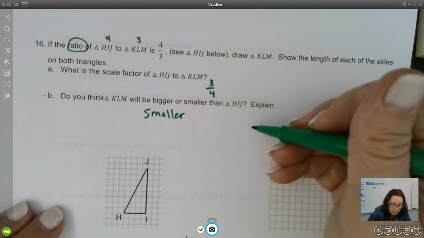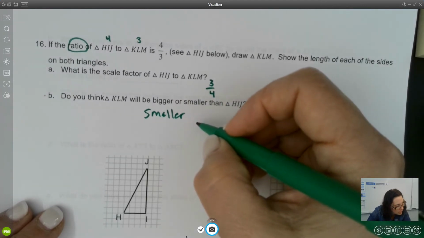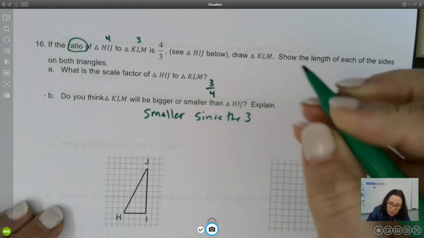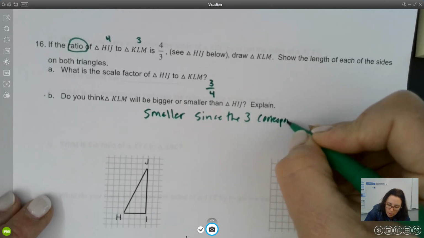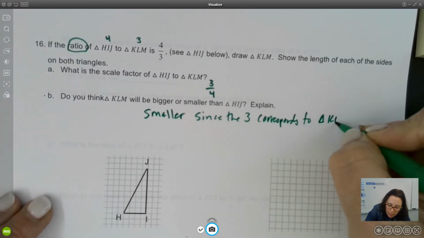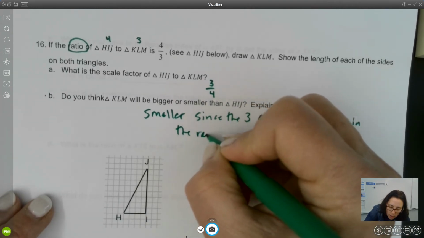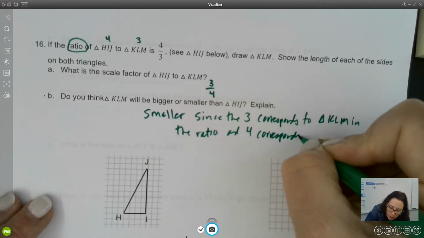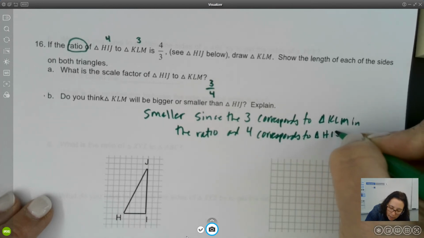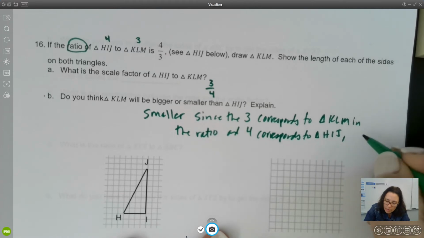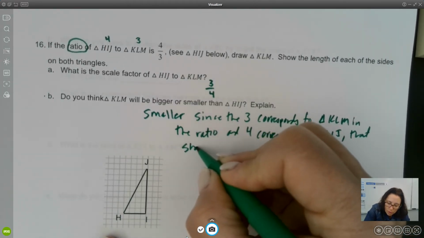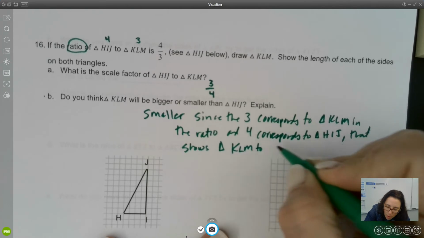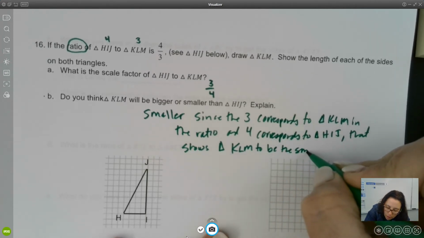And then it says explain. Okay, so I'm going to say something about since the 3 corresponds to triangle KLM in the ratio, and 4 corresponds to triangle HIJ, that shows triangle KLM to be the smaller one.